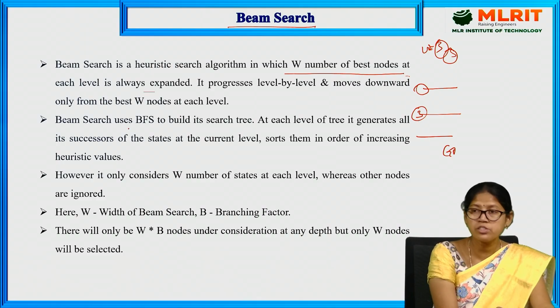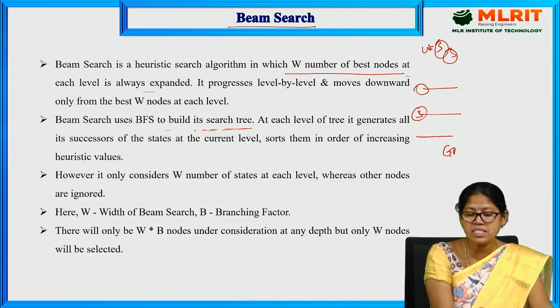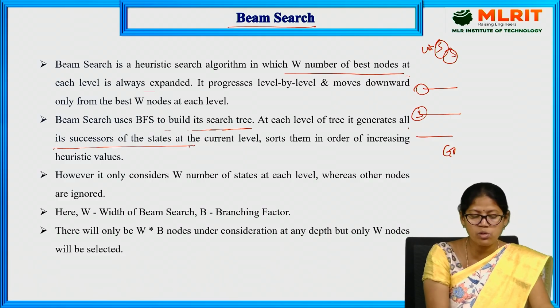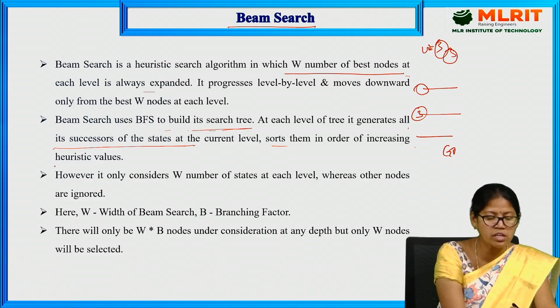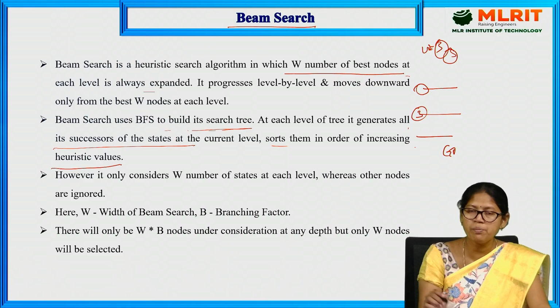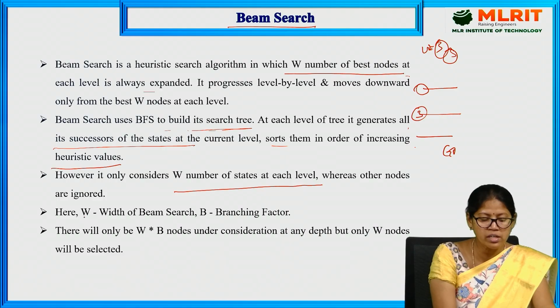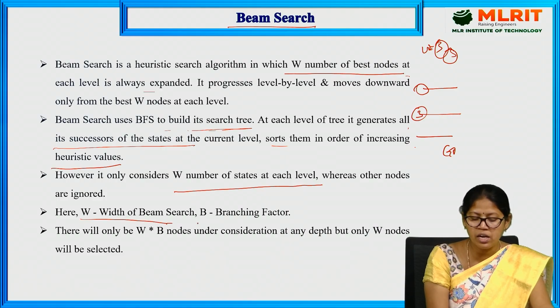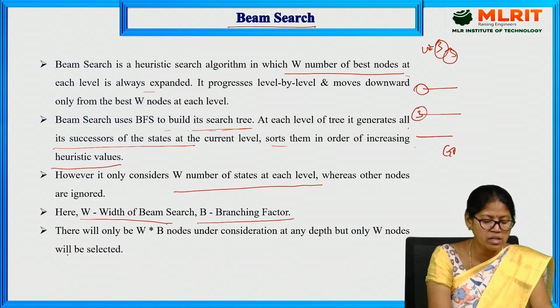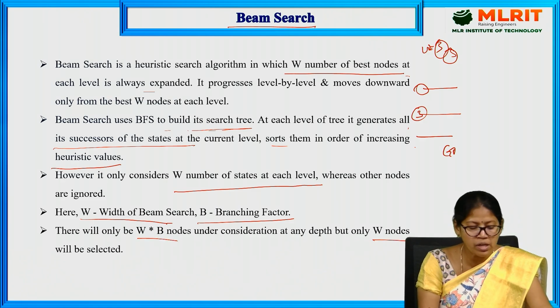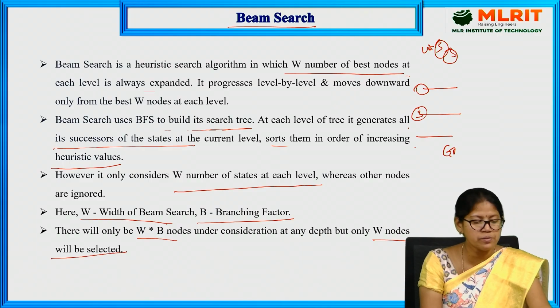So beam search uses BFS to build a search tree. At each level of the tree, it generates all the successors of the states at the current level, sorts them in the order of increasing heuristic values, and picks up W number of states at each level. Here W means the width of the beam search and B is the branching factor.